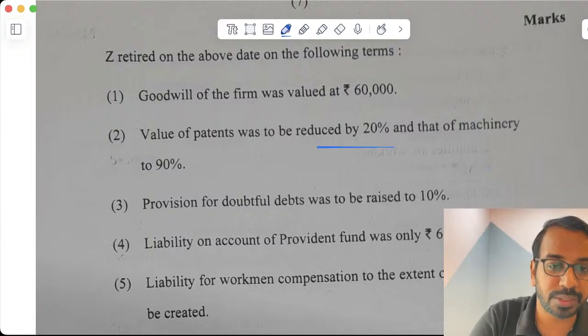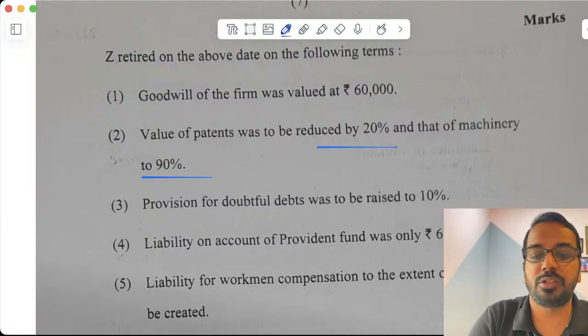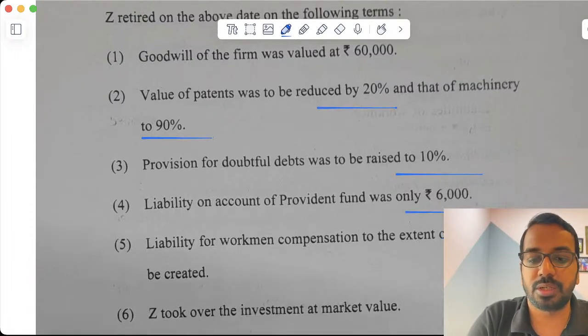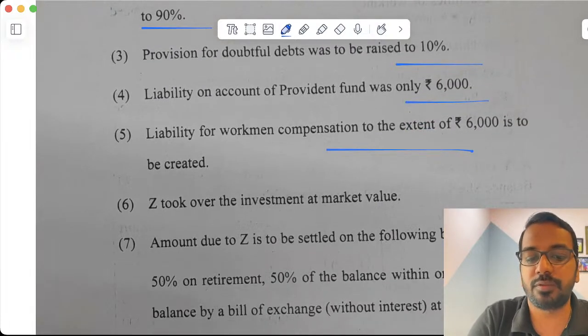So here by 20% to 90%. PVD to be raised to 10%. Liability of provident fund was only 6,000. Workman compensation to the extent of 6,000 is to be created. Z took over investment at book market value.